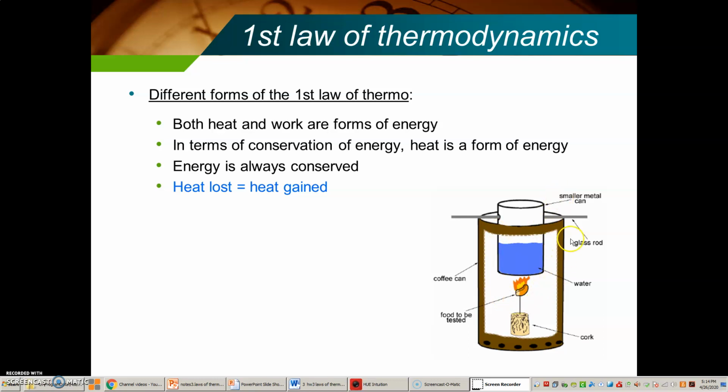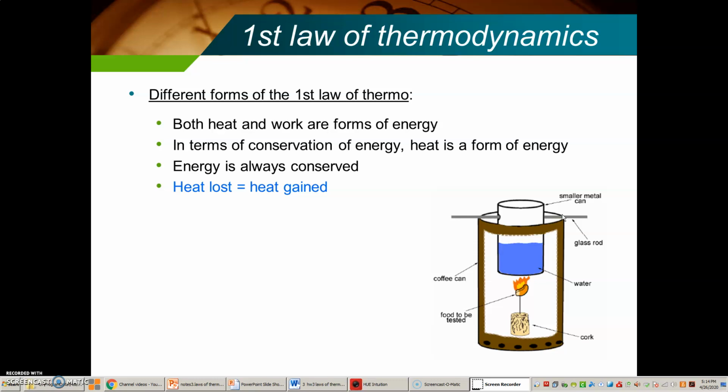So we can get better results by putting this whole experiment inside a tin can, like a coffee can. Then we only lose heat out of the top of the can, so we get a little bit better results. If we actually wanted to get really, really good results, we would use a setup kind of like Joule did that's totally enclosed so that we don't lose heat to the surrounding air.